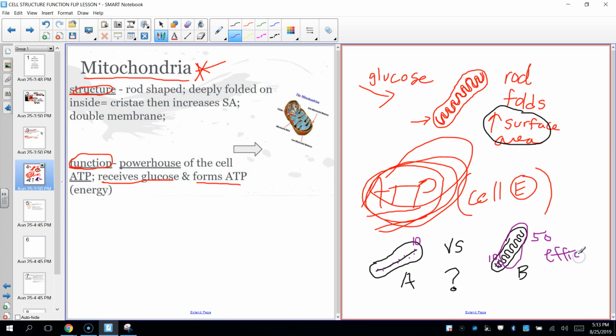Okay, and we're going to notice that having lots of surface area is really important for many other organelles. They're not just a simple line upon which reactions happen. They're actually a bunch of squigglies and all these different surfaces upon which those reactions can occur. Okay, so that's it for mitochondria.